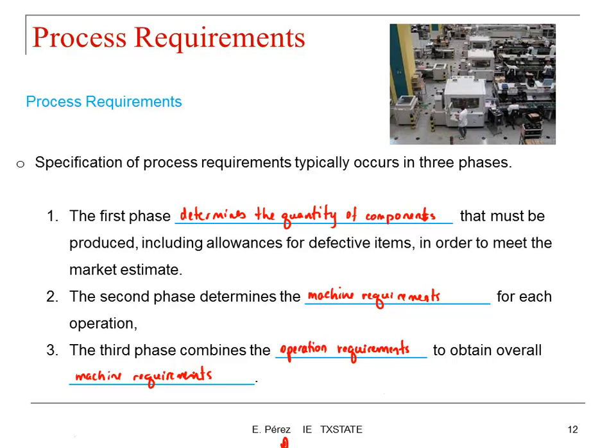Okay, so first we determine the number of units or components that we need in our production. So we're going to take into account the amount of defective units that might happen during the process. Once we have that amount, we need to know how many machines we are going to need to satisfy that production requirement. And then we're going to combine those two for our schedule.